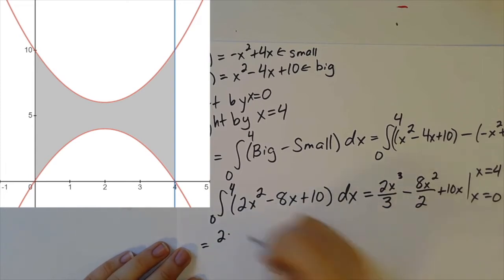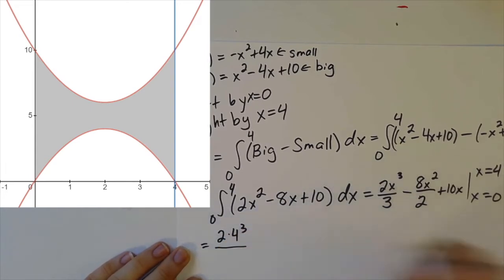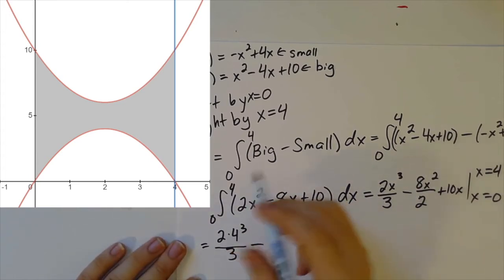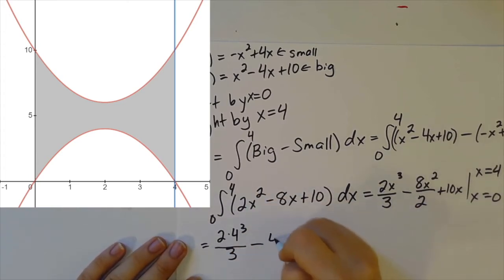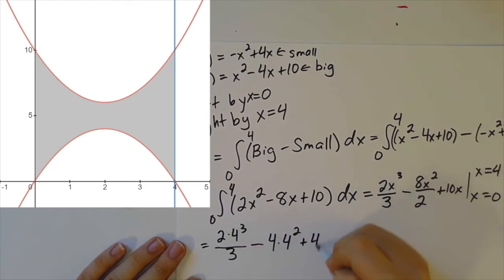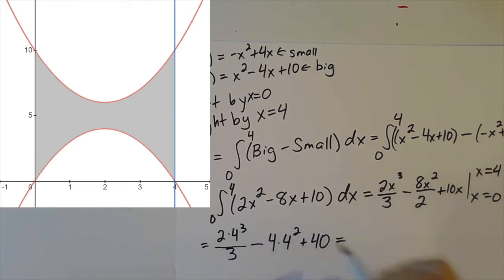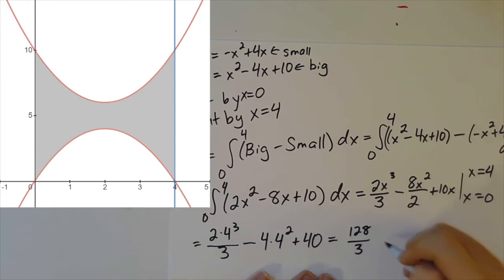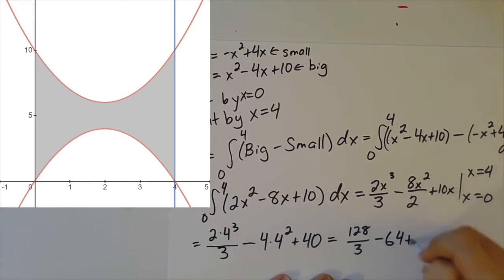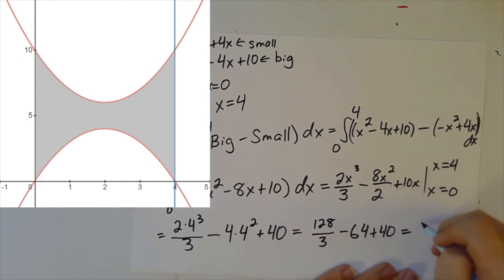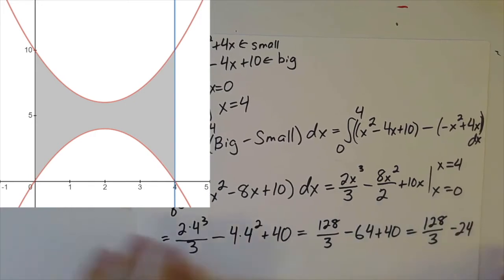which will be 2 times 4 cubed divided by 3, minus, and then 8 over 2 is 4, so that is 4 times 4 squared, and then plus 40. And we can simplify this number a little bit because this is 128 over 3 minus 64 plus 40. So that is 128 over 3 minus 24.